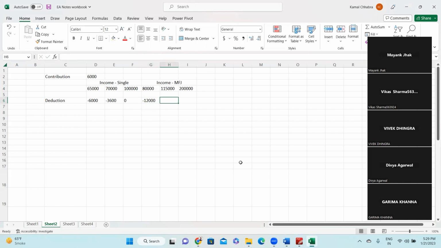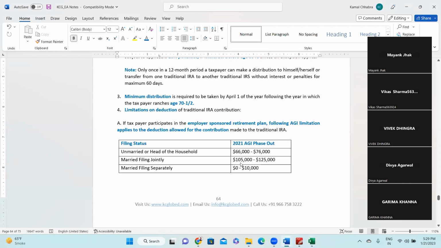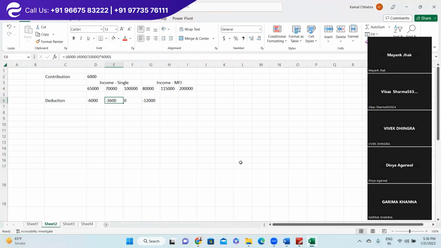Right. Here the income is 115,000 and the phase out is 105 to 125. That means 10,000 more than the basic limit, right? The same formula we will apply here also. If you see, the total is 6,000, right? And 10,000 is more, and the phase out limit is 20,000. 6,000. So 3,000 is allowed. Here it will be 0. Make sense?